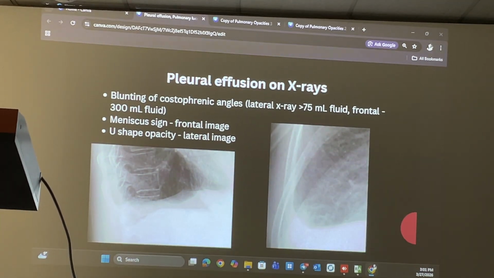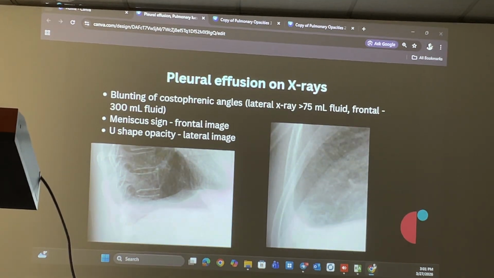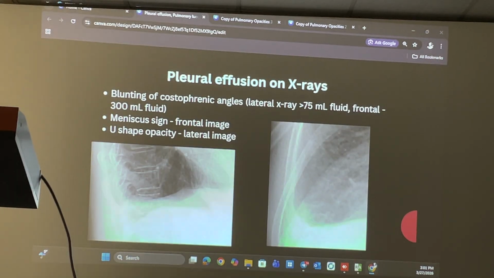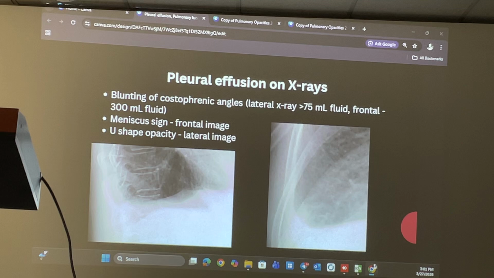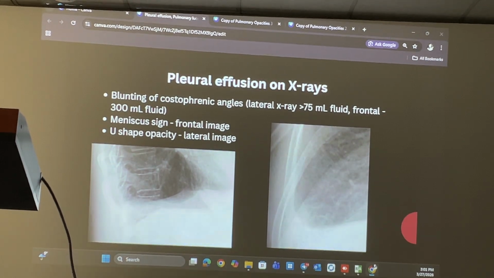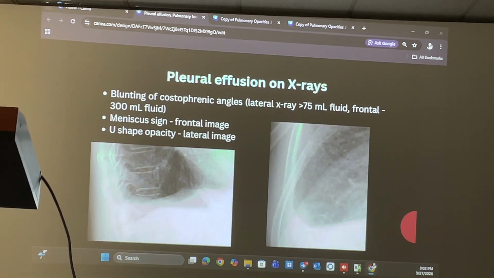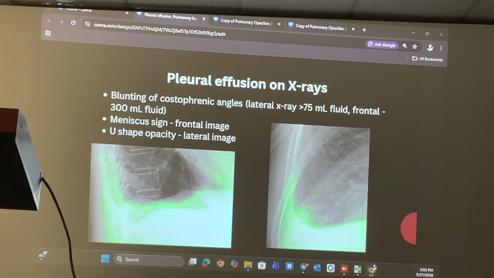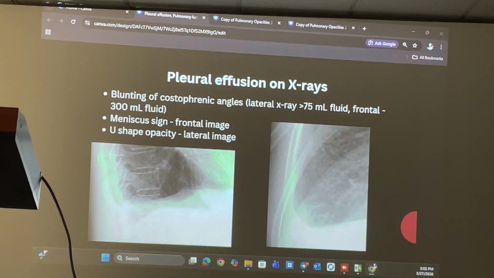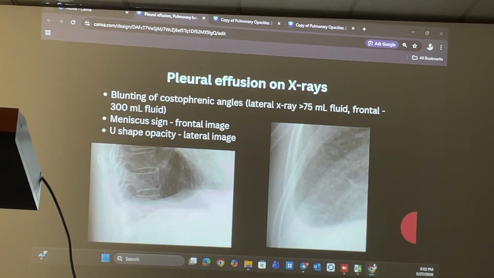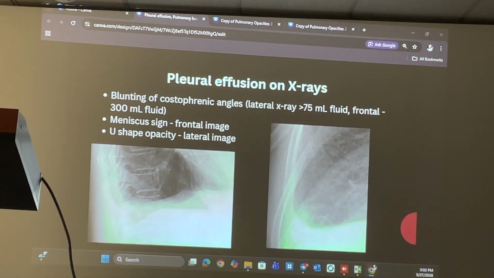first fills and thus blunts the posterior costophrenic sulcus, which is visible on lateral chest X-rays. The posterior costophrenic angle or sulcus is visible on lateral chest X-rays. So, if there is a small amount of fluid accumulation in the costophrenic angles, you would be able to see it on frontal or lateral chest X-rays.